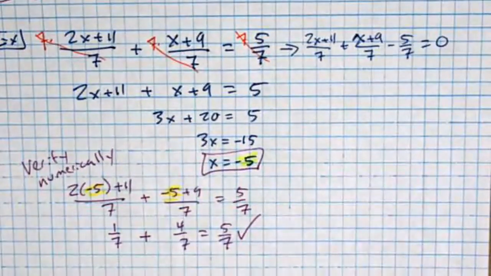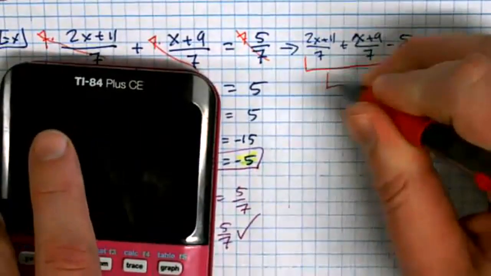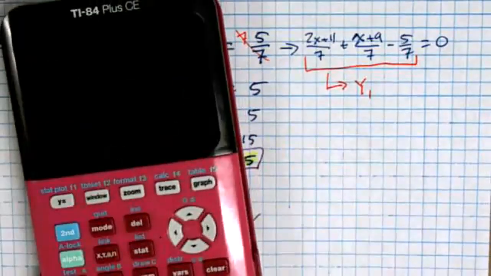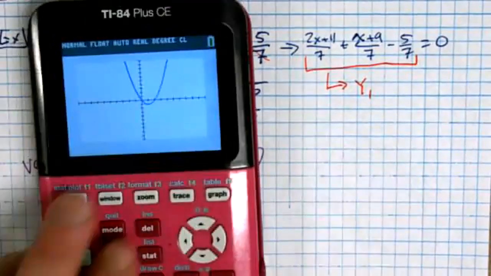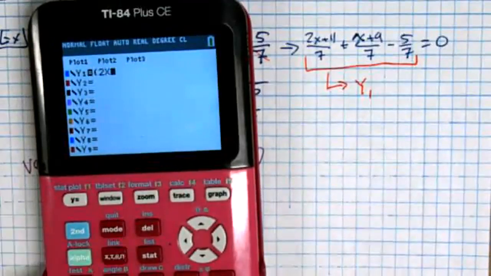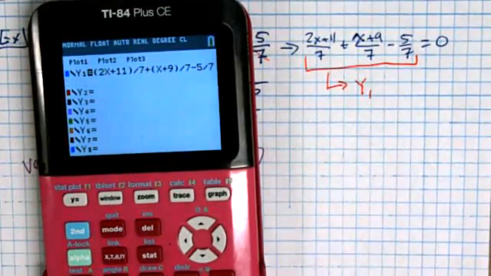All right, get up your graphing calculators. And we're going to verify numerically using the calculator. So this is going to go into y1. Careful with your parentheses when you're doing these. And we're just putting the part on the left-hand side. We're not putting the equal to 0 in here.